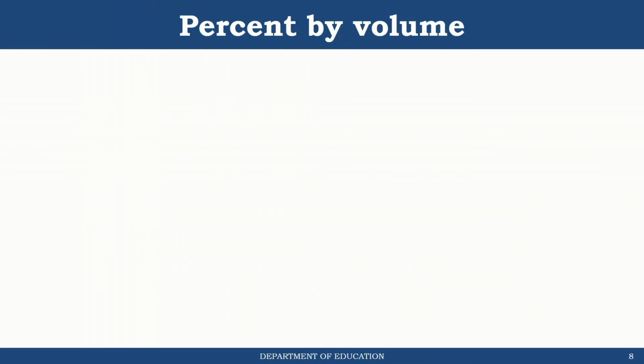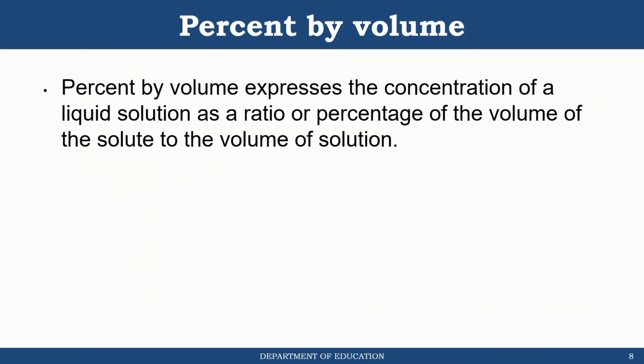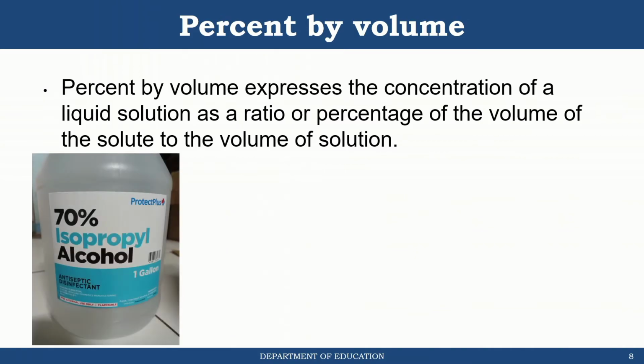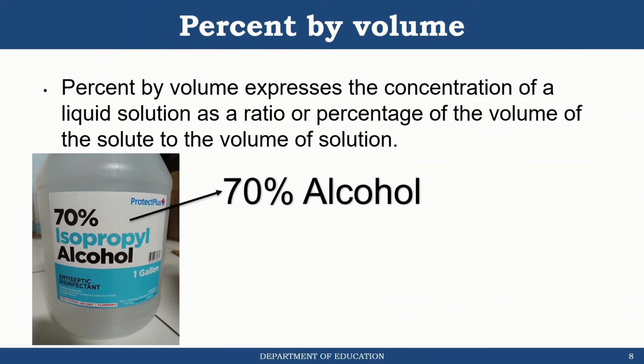Let's talk about the percent by volume. For solutions that involve a liquid solute and a liquid solvent, we express the concentration in terms of the volumes of the components. Percent by volume expresses the concentration of a liquid solution as a ratio or percentage of the volume of the solute to the volume of the solution. Most rubbing alcohol products have a concentration of 70%. This means that rubbing alcohol is 70% alcohol, usually isopropyl or ethanol, and 30% water by volume.